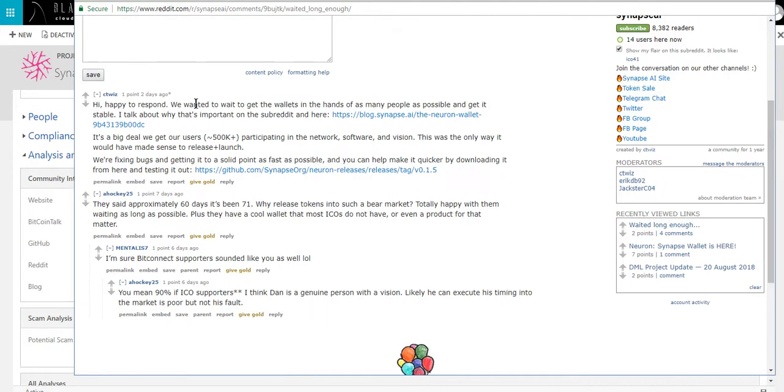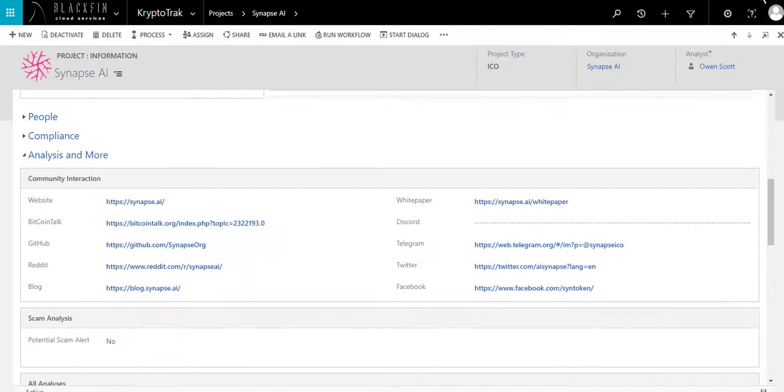And then we've got responses. They're explaining we waited to get the wallets in the hands of as many people as possible. And then there's a subreddit where he explains, here, and they have 500,000 users participating in the network. So it's some good information here on Reddit. So that's obviously the best channel.